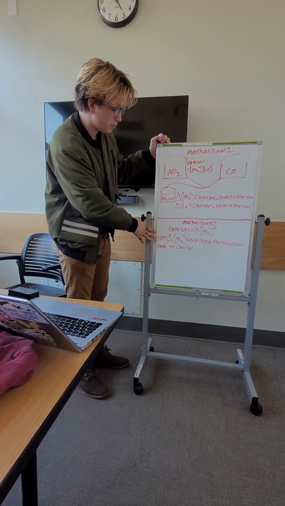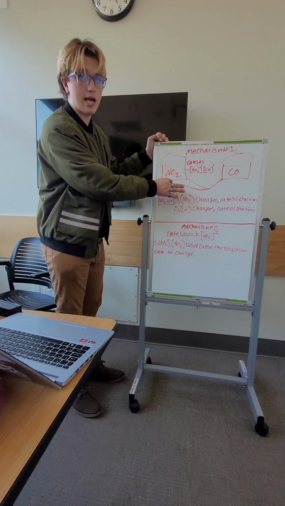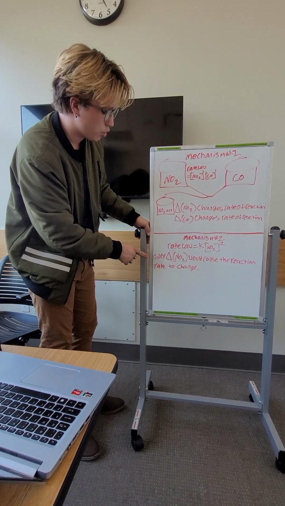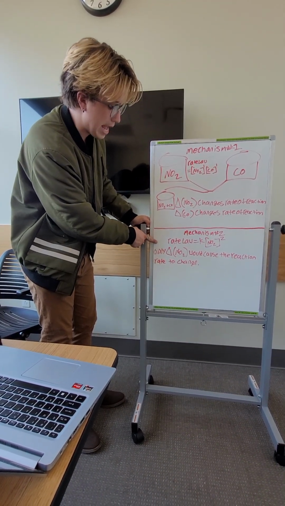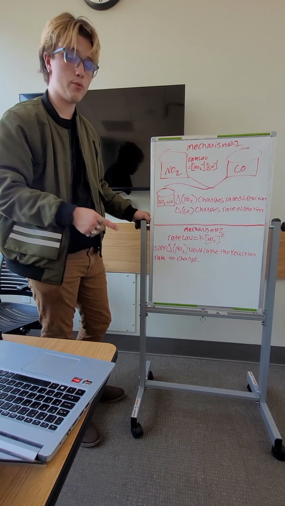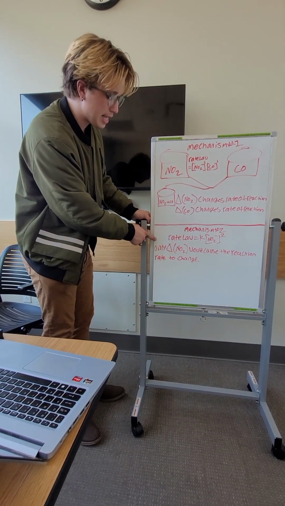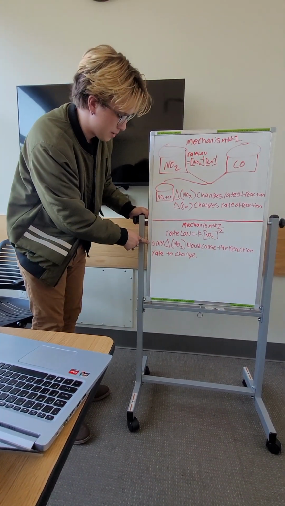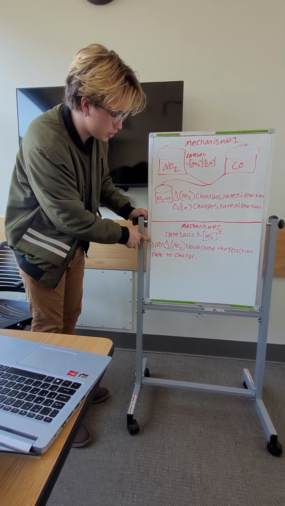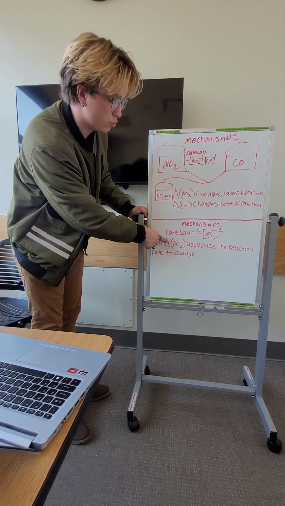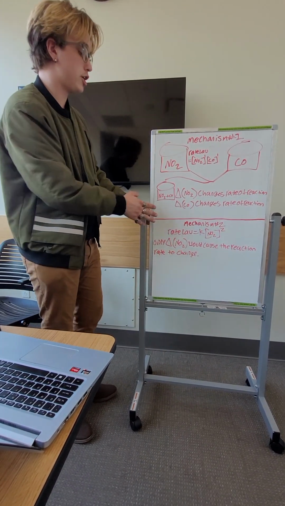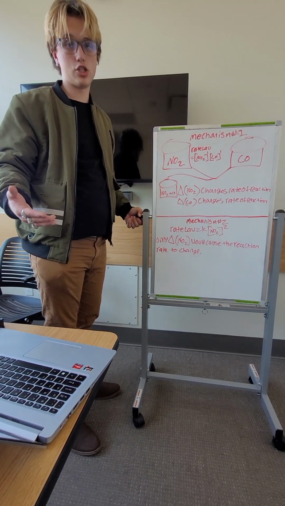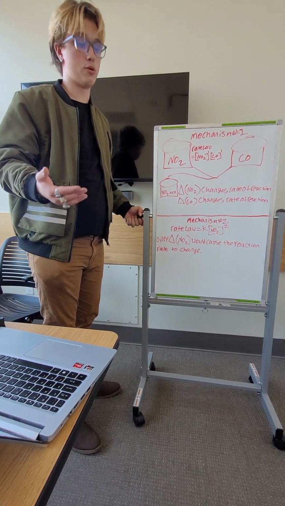For mechanism 2, it would be a little different. We would still react NO2 and CO just the same, but we would only look at the change of NO2. And the way that we could determine this is in the second experiment, if mechanism 2 was the correct mechanism, we would see that only changing the concentration of the NO2 would cause the reaction rate to change. If we were to change the concentration of CO, nothing would happen to the reaction rate because it's not in the rate law, because it's not in the rate determining step.